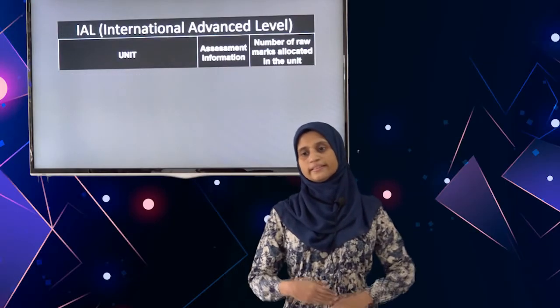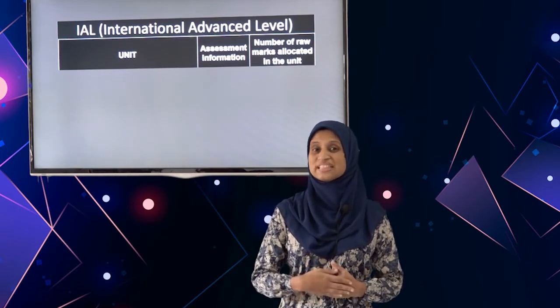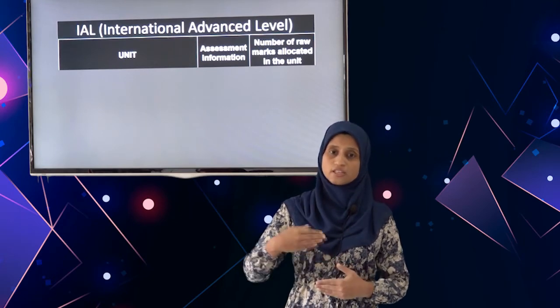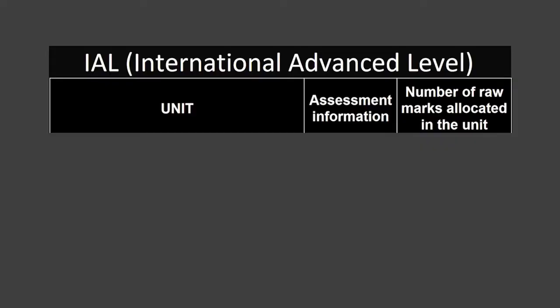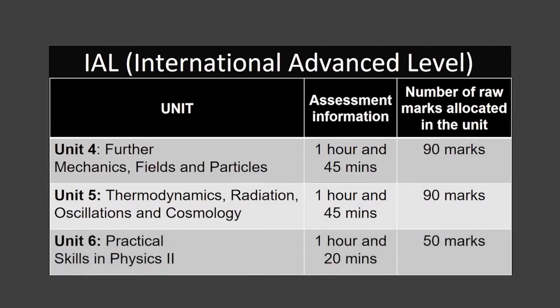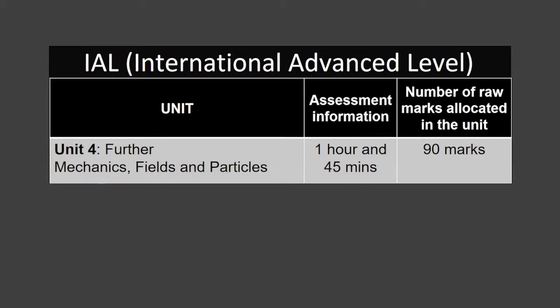International advanced level, the full qualification, you will get only after you sit the A2, which is the examinations that you sit at the end of grade 12. The units that you need to write are Unit 4, Unit 5, and Unit 6. Unit 4 covers further mechanics, fields, and particles.